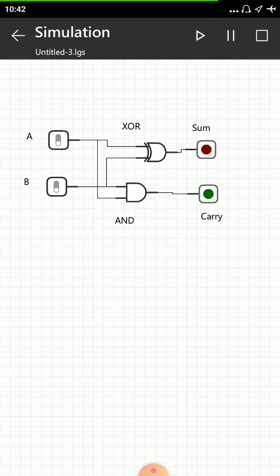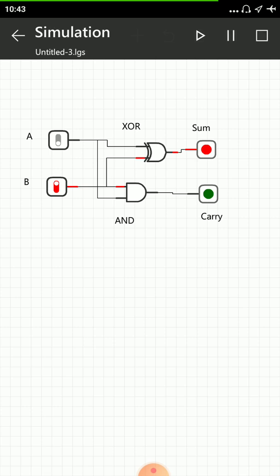Okay, when both inputs are 0, sum bit is 0, carry bit is 0, and when I change one of the inputs, you can clearly see your sum bit is high and carry bit is low. And when both the inputs are high, sum bit is 0 and carry bit is 1. So our truth table is verified. You can just toggle the inputs and see the sum bit is always high when one of the inputs is high and the other is low.